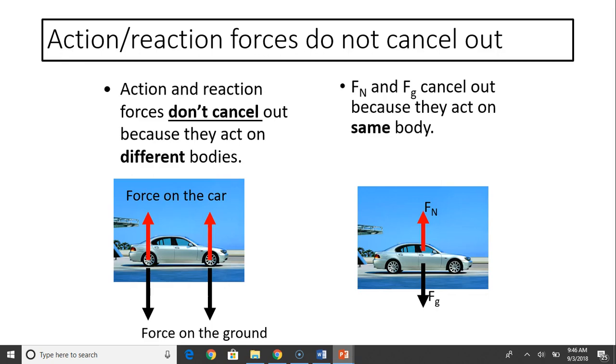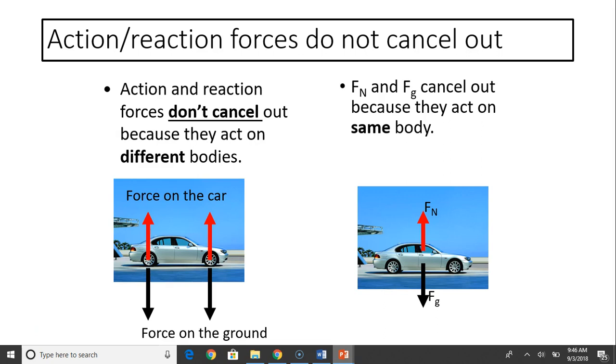Action-reaction forces do not cancel out. This is because they are acting on different objects. Take a look at the picture on the left. Here's a car parked on the parking lot. So the ground exerts a force upward to support the car, and the car exerts a force downward on the ground. Those forces cannot cancel out because they are not on the same object. One force is on the ground, the other one is on the car.